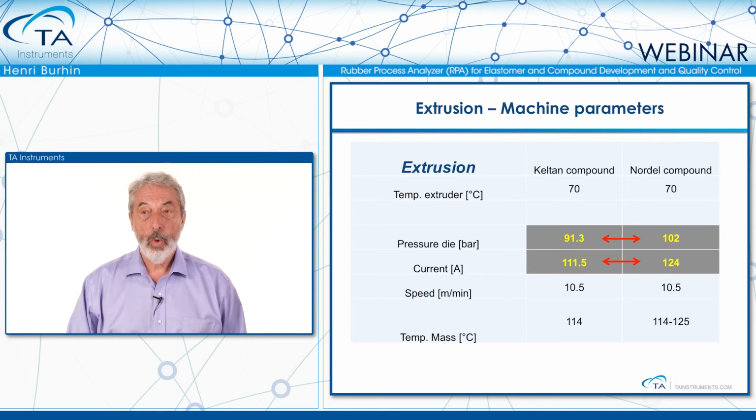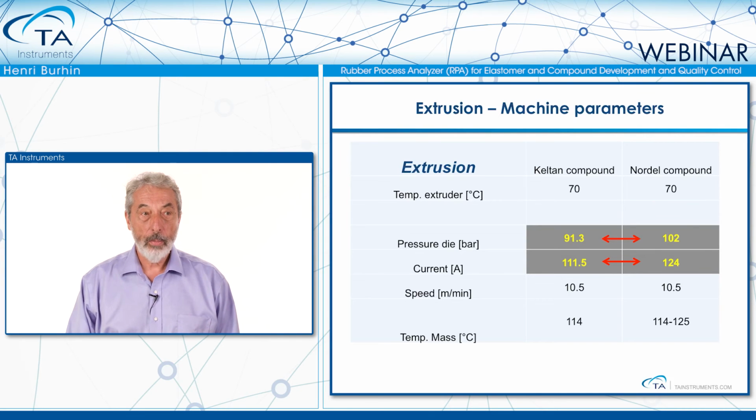But what is really interesting is when we take these compounds and we extrude them in the same extruder at the same temperature, the same conditions, and we measure pressure and current used by the motor. We can see that the Keltan compound, which is the branched material, has a much lower pressure on extrusion. That means you're going to have a higher output, a better productivity. The current used by the motor of the extruder is lower as well. We can also see that the temperature of the extruded material is lower with the Keltan as compared to the Nordel.